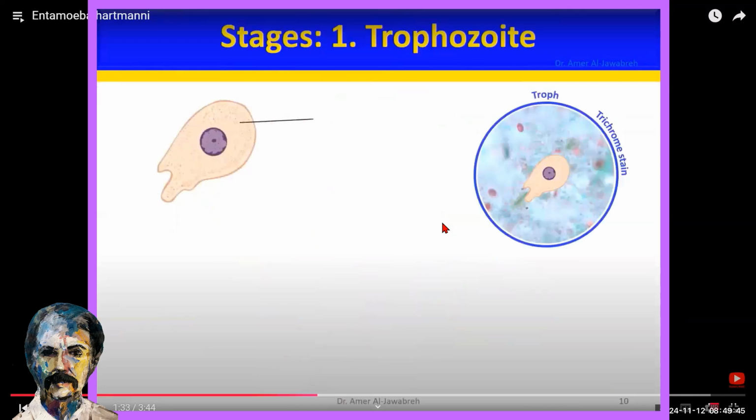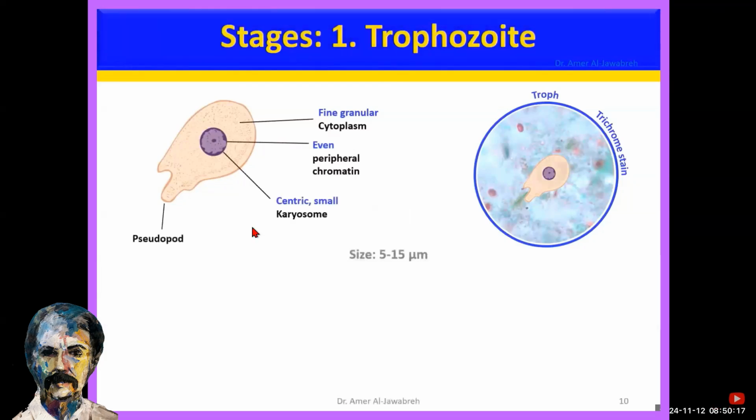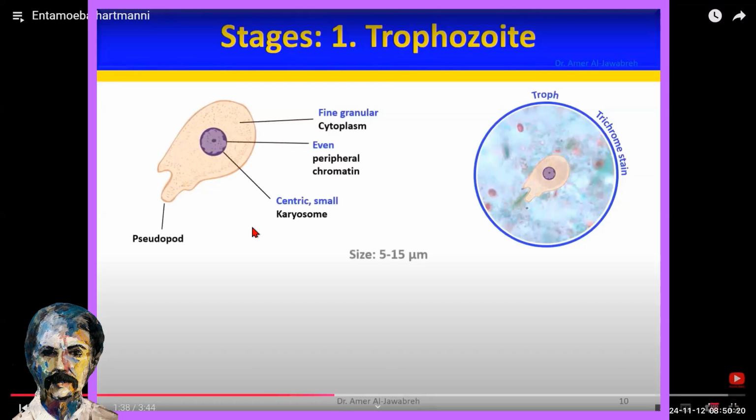And that's how it looks. It has a trophozoite stage and a cyst stage. This is the trophozoite, where there is one nucleus, and in the nucleus, centric, in the middle, there is the karyosome and the chromatin around, which is evenly distributed, almost equally distributed on the periphery. And there is the fine granular cytoplasm around, and there is the pseudopod, the false leg. Size is between 5 to 15 micrometers, smaller than E. histolytica.